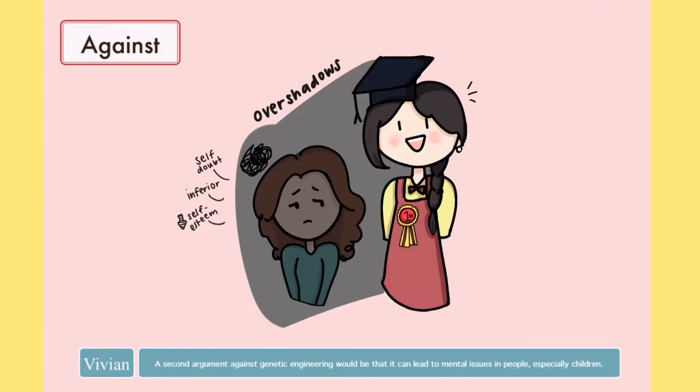A second argument against genetic engineering would be that it can lead to mental issues in people, especially children. It can cause low self-esteem and confidence and a sense of inferiority. For example, in a family with a first child that was naturally birthed and a second child that was genetically engineered, the first child might feel inferior to their sibling because they're not as competent as them. This can lead to self-doubt and eventually possible mental illnesses. The parents favoring the second child can add on to this as well.